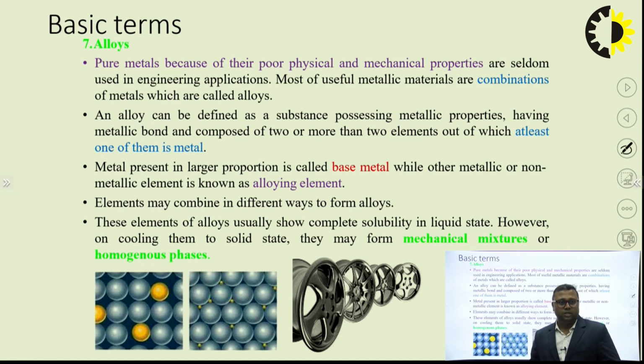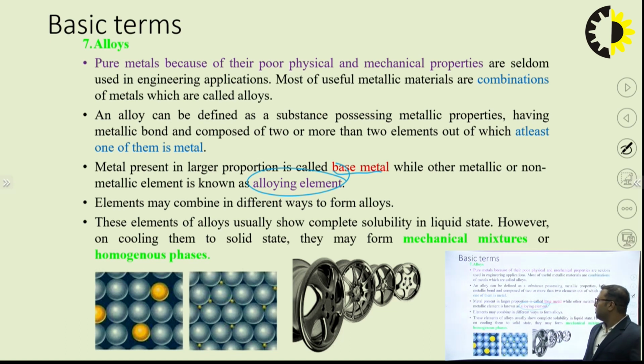These types of materials can be used in particular applications. A metal present in the larger proportion is called the base metal, while the other metallic or non-metallic element present in the lower amount is known as the alloying element. Elements may combine in different ways to form alloys, and these elements usually show complete solubility in the liquid state. However, on cooling to the solid state, they may form mechanical mixtures or homogeneous phases.